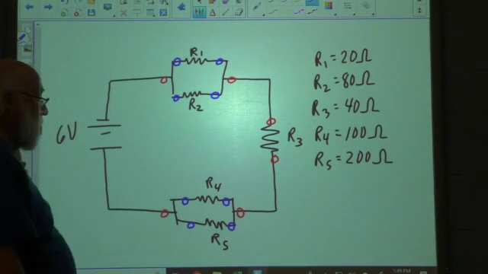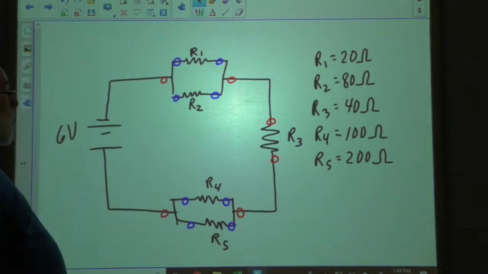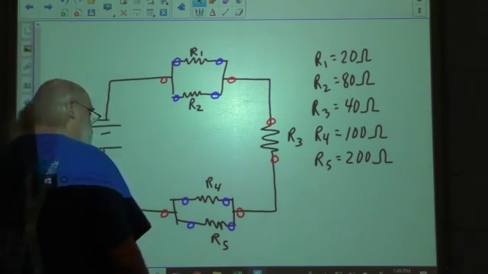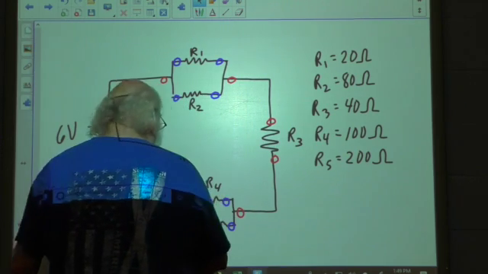So that's what's going on with the current there, it's splitting up. The voltage drop stays the same going across. Okay?